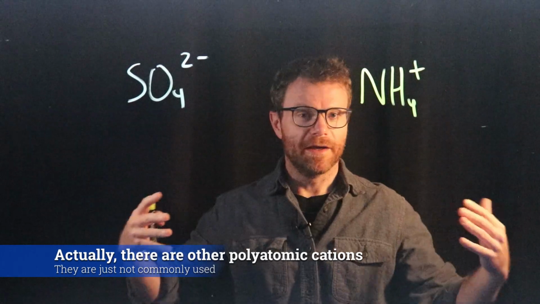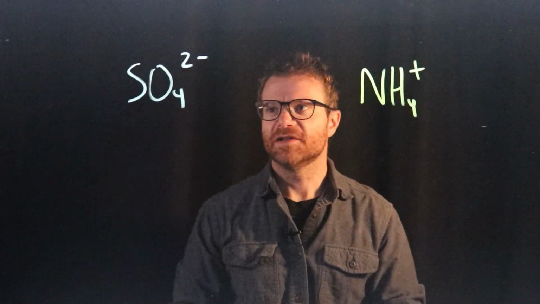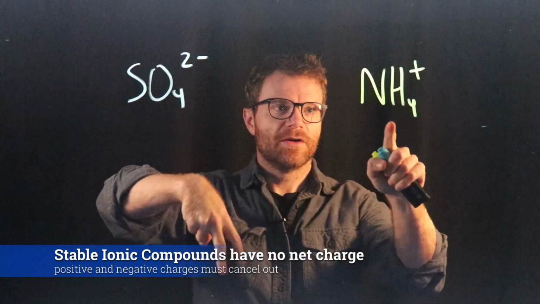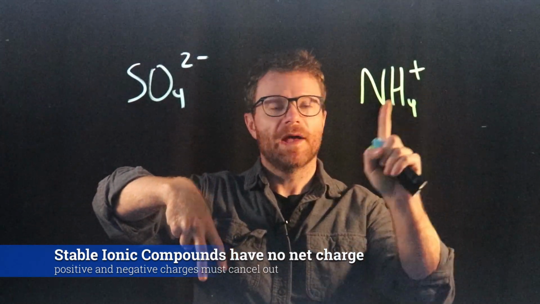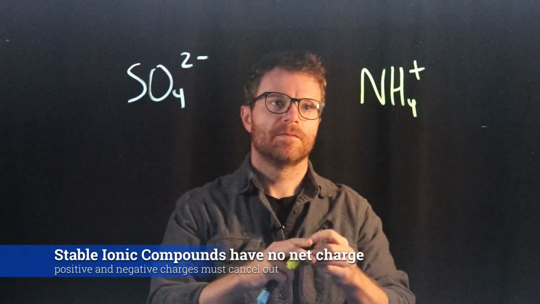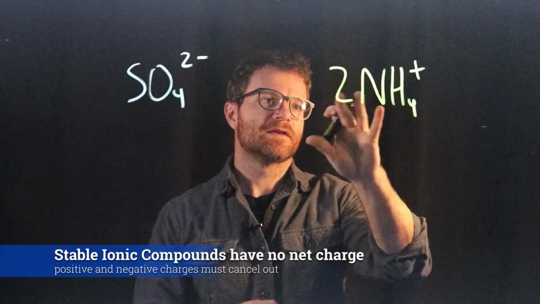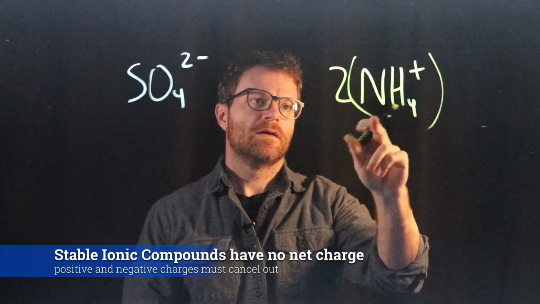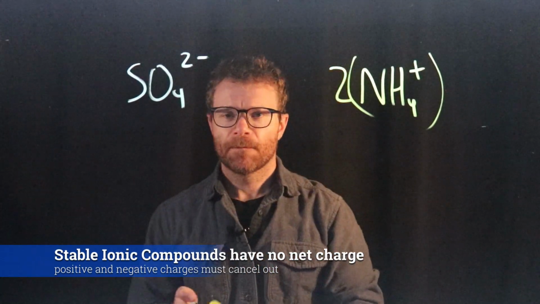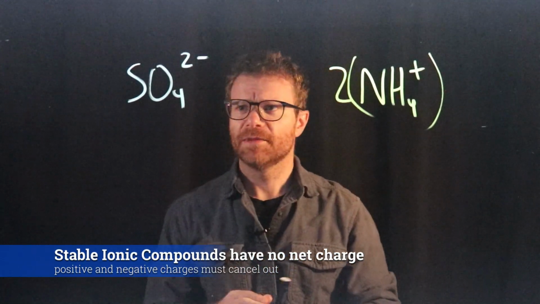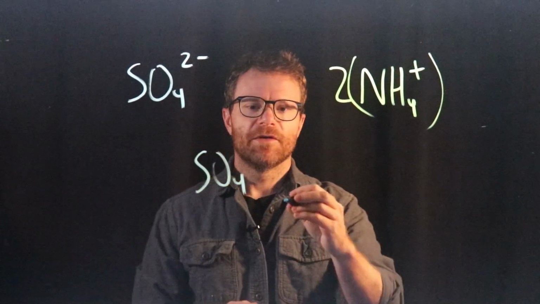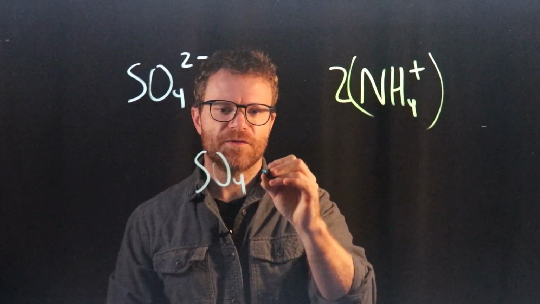Okay, again, we just balance the charges. So sulfate has a -2 charge, ammonium has a +1 charge, so we're going to need 2 ammoniums, 2 of these whole things, to balance out that -2 charge. Okay, and I feel like I might be making a mistake here, but let's just write this down. We've got our sulfate, SO4, and we've got our NH4.